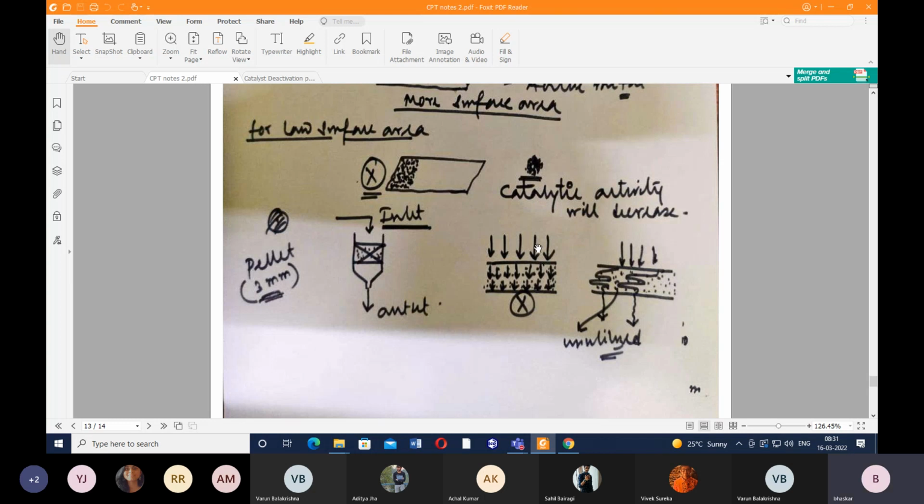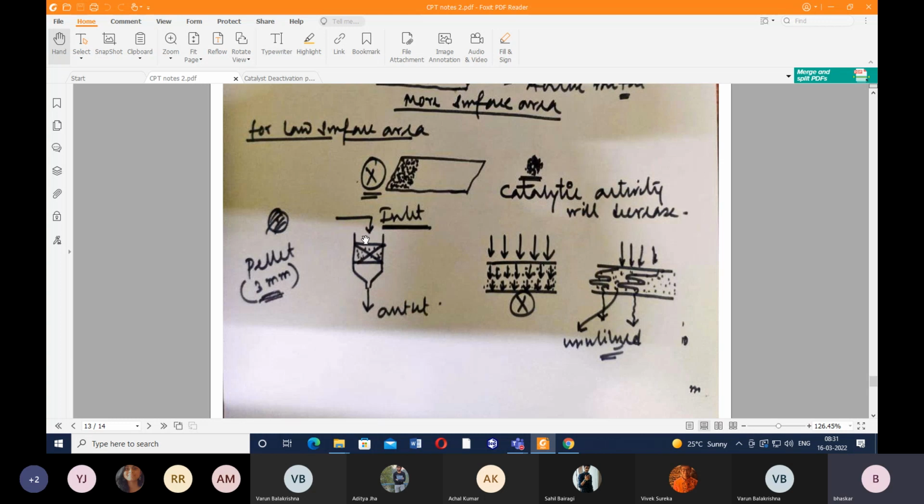Okay, let me repeat it again. Let's assume I have got a fixed bed reactor like this. This is the schematic representation of a fixed bed reactor. We have two situations. In one situation, we have a fixed bed. Inside this fixed bed, we have powdery material, meaning catalyst in powder form. This is the inlet, this is the gas outlet.